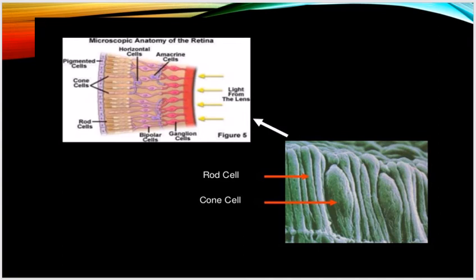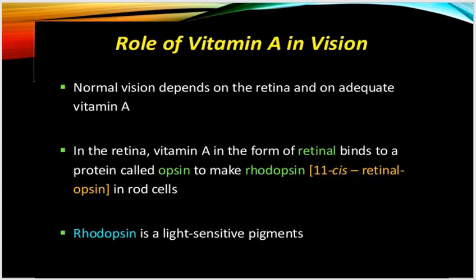The outer segment of the rod cells has a disc-like membranous vesicle which serves as a light receptor. About 80% of the protein in the membranes of these vesicles is the rhodopsin. The normal vision depends on the retina and on adequate provision of the vitamin A. In the retina, vitamin A is in the form of retinal, which is bound to a protein known as opsin to make rhodopsin in the rod cells. And the rhodopsin is a light sensitive pigment.